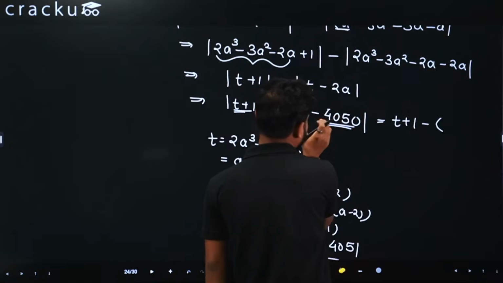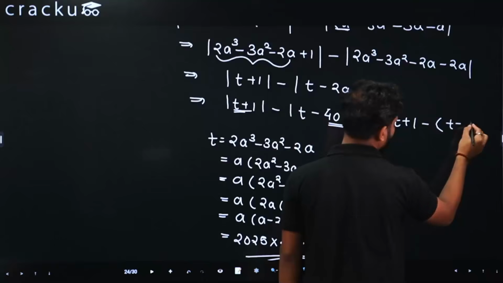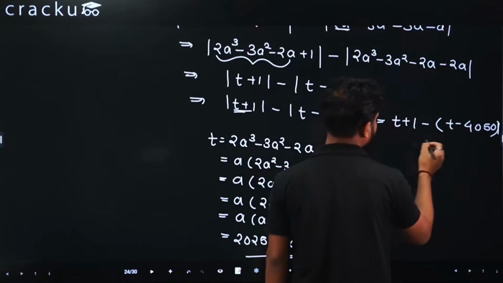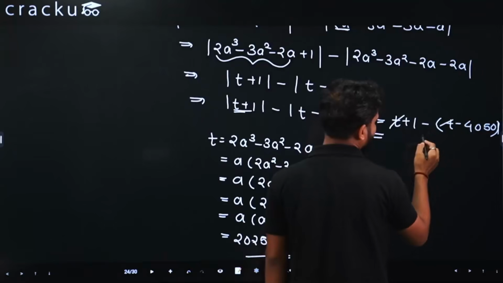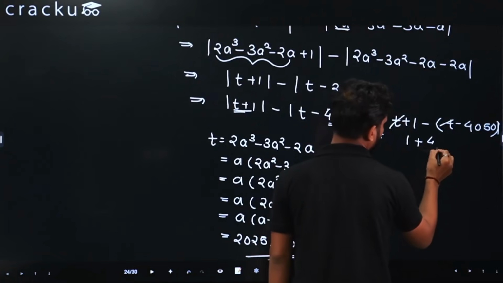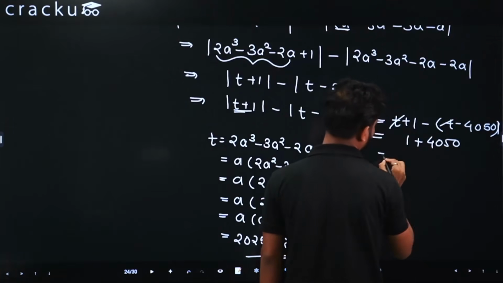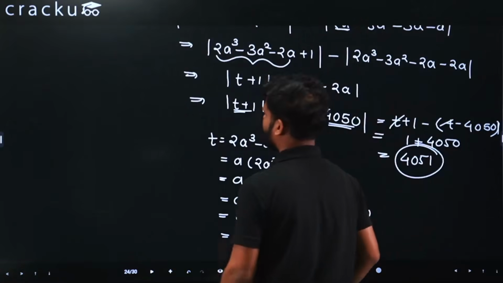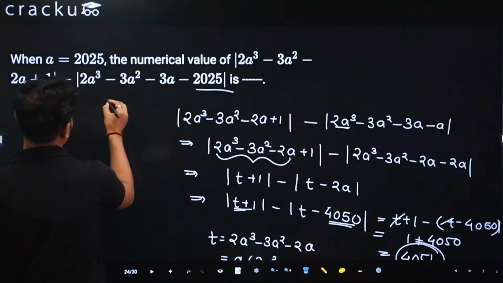minus, this is as it is, t minus 4050. So this is nothing but t will get cancelled. This is 1 plus 4050, or the answer is 4051. So answer to this question is 4051.